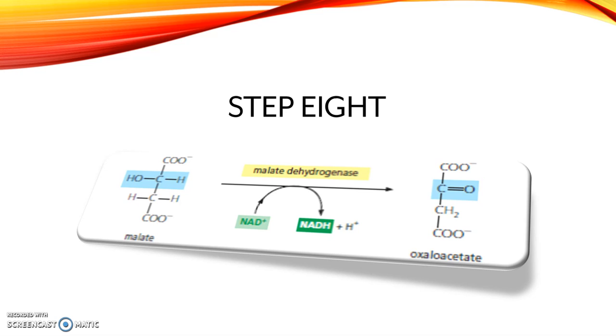In step 8, the last of 4 oxidation steps in the cycle, malate is oxidized, forming oxaloacetate, the beginning substrate in the cycle. NAD+ is reduced to NADH and H+ in the process. Malate dehydrogenase catalyzes this reaction.